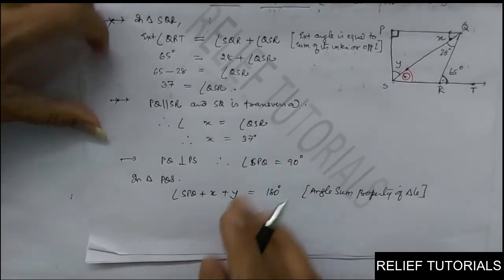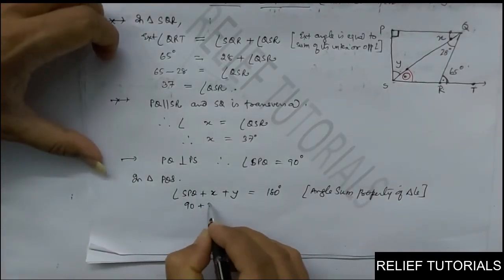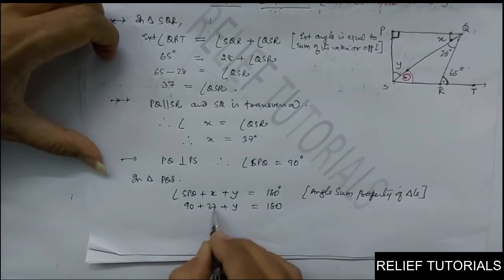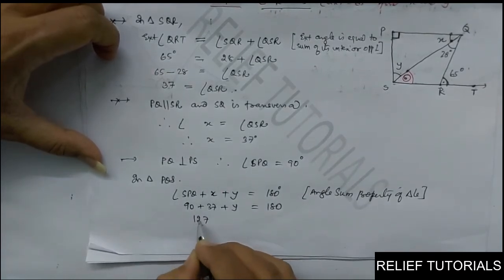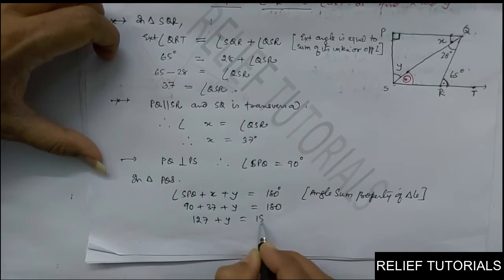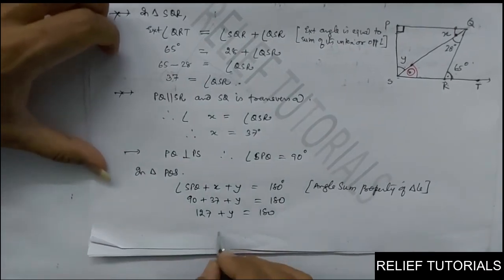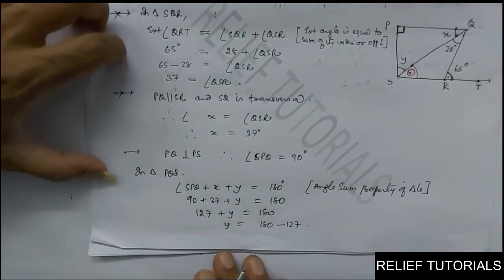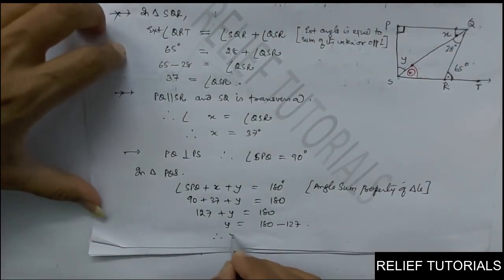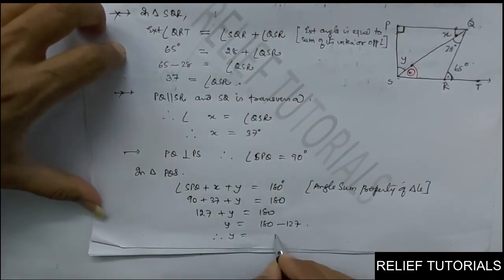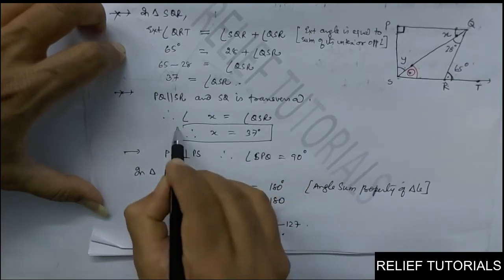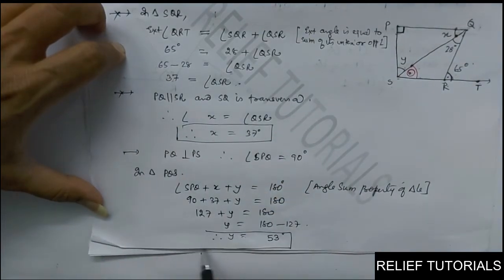Clear? Now SPQ is 90 degrees, X is equal to 37 degrees, plus Y is equal to 180 degrees. 90 plus 37 is 127, plus Y is equal to 180 degrees. So now Y is equal to 180 minus 127. So therefore Y is equal to 53 degrees. So X is 37 degrees and Y is 53 degrees.